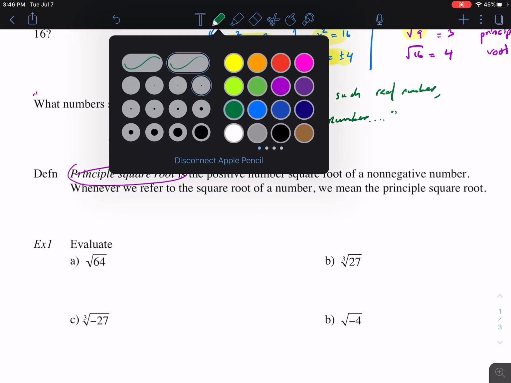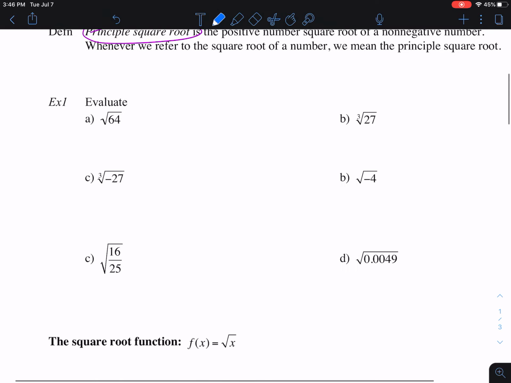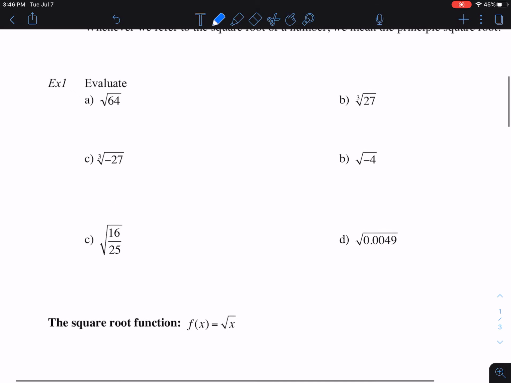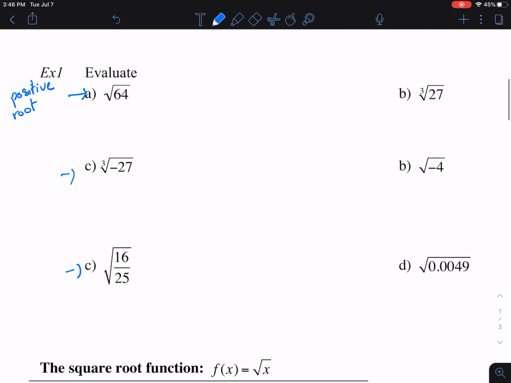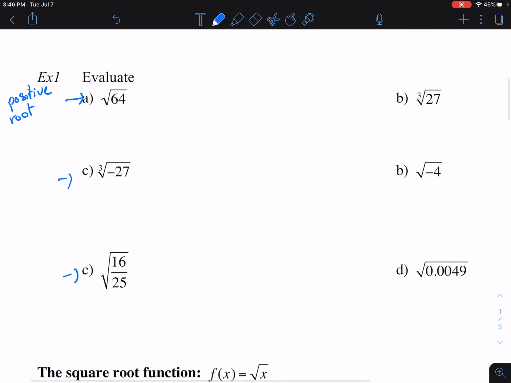All right, so let's do some examples here, guys. Evaluate these radicals. Remember, this is referring to the positive root only, the principal square root. So the square root of 64: we're asking what positive number squared gives 64. That number is 8, because 8 squared is 64.